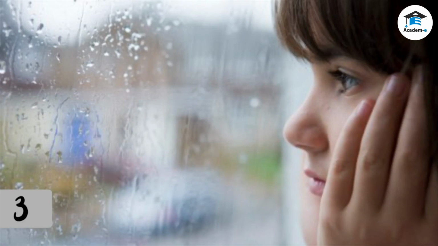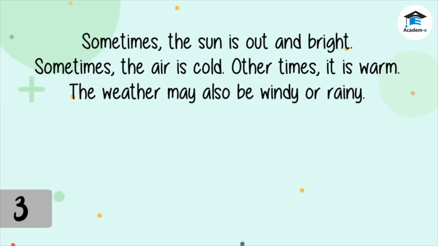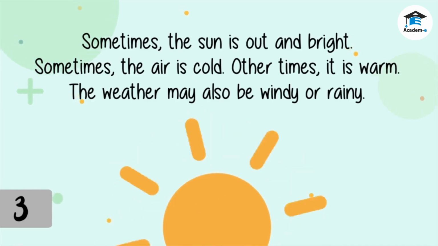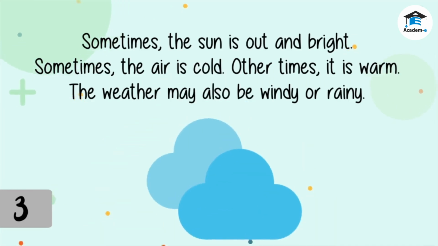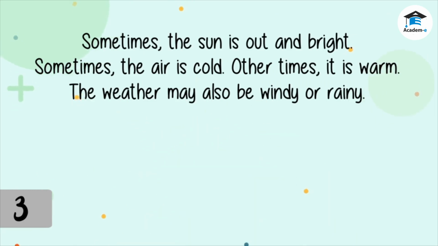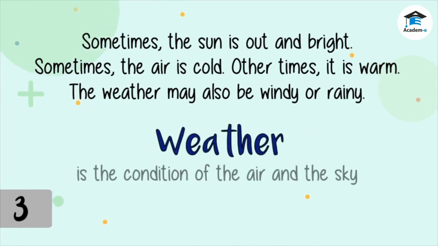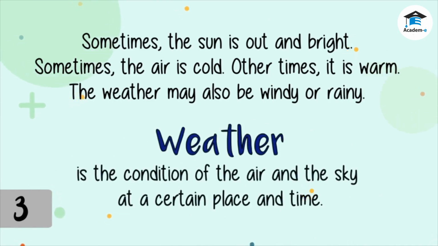Do you observe the sky every day? Sometimes, the sun is out and bright. Sometimes, the air is cold. Other times, it is warm. The weather may also be windy or rainy. Weather is the condition of the air and the sky at a certain place and time.